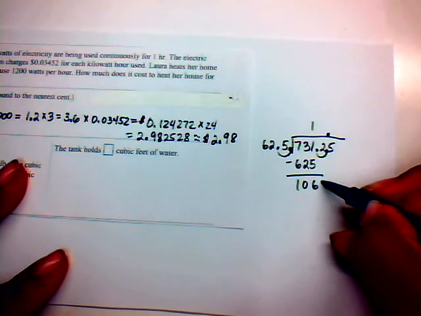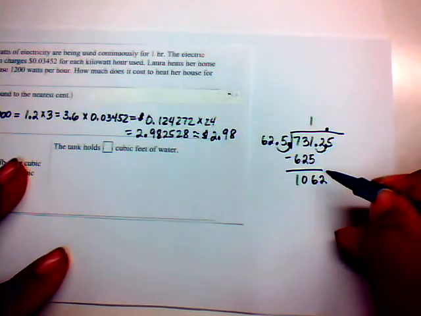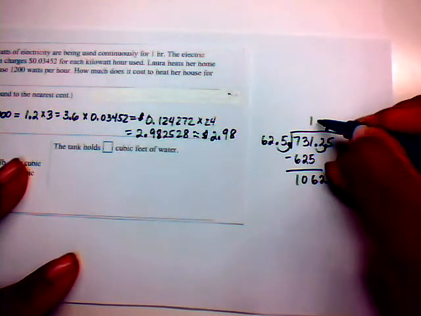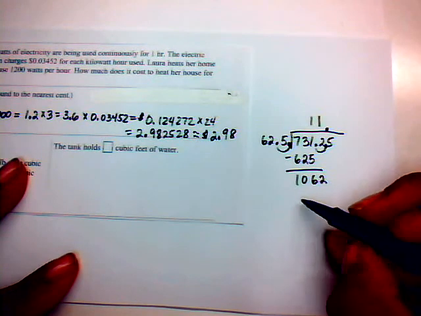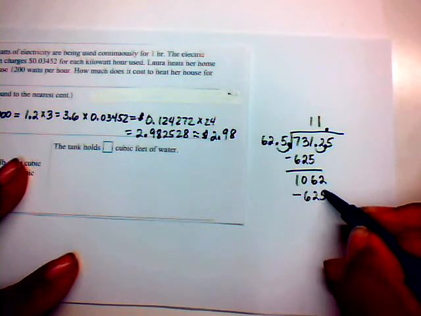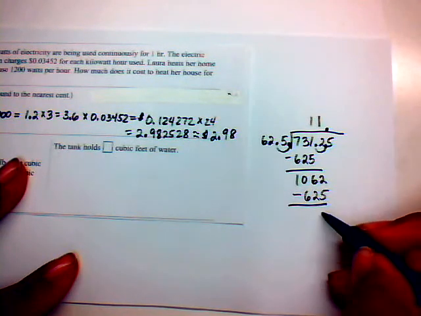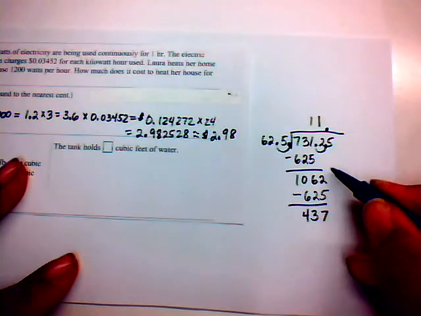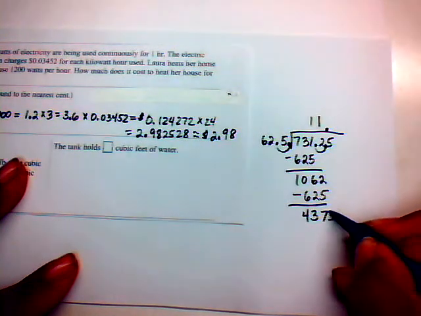Then you're going to bring down the next digit, which is a 2. Then divide 625 into 1062. Again, that's going to go 1 time. 1 times 625 is 625. Subtract that from the 1062. You'll get 437. Then bring down the 5.